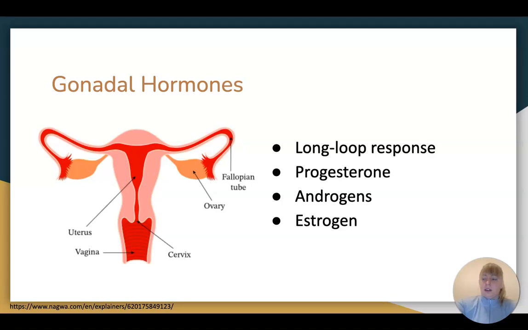Next is gonadal hormones, which are produced in the gonads. In this case, it would be the ovaries for the female reproductive system. The main gonadal hormones in females include estrogen, progesterone, and androgens. These hormones feed back to alter secretion of GnRH, FSH, and LH in a long loop response. When circulating levels of gonadal steroids are low, the pituitary secretes FSH and LH.